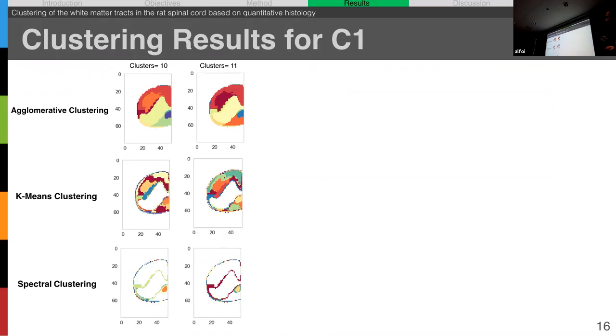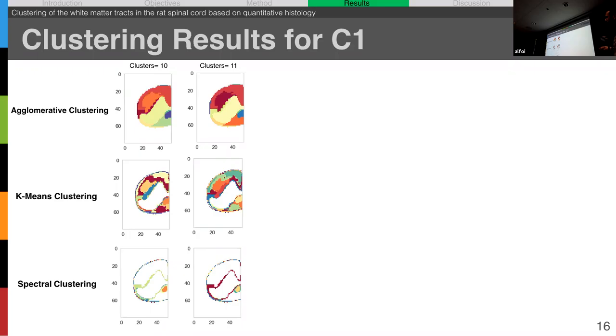The next thing we can look at is the difference between the different clustering algorithms that we inputted. For agglomerative clustering, I did it for 10, 11, and we'll have it up to 15. You'll see that for agglomerative clustering, the clusters are a lot larger and seem to be more stable and consistent throughout. Whereas for k-means clustering, it's a lot more varying. It'll take a lot of smaller pixels across the edges and the borders.